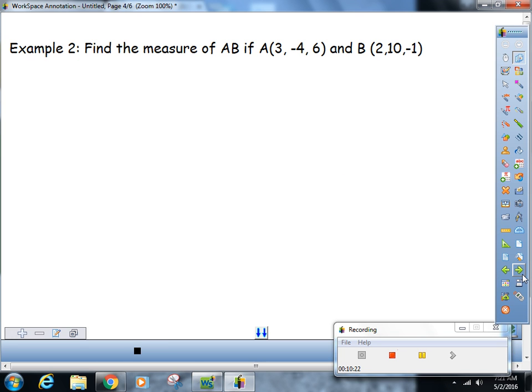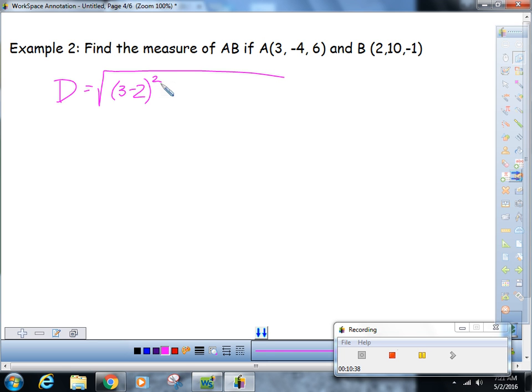All right. So we'll just do an example. This is really simple. D is the square root of, I'll just try to keep it as positive as I can, but it doesn't matter because we're squaring it. 3 minus 2 squared plus negative 4 minus 10 squared plus 6 minus a negative 1 is 6 plus 1 squared.